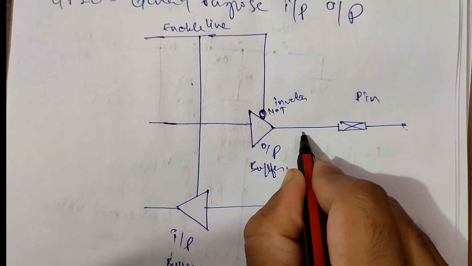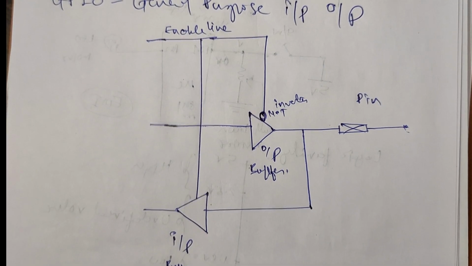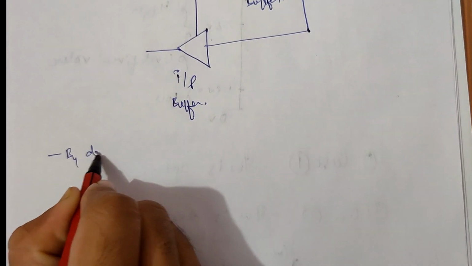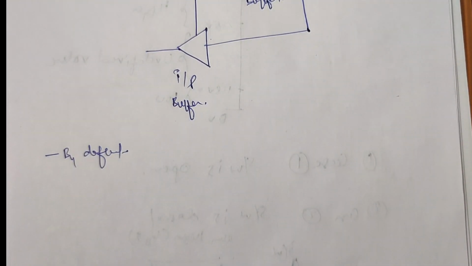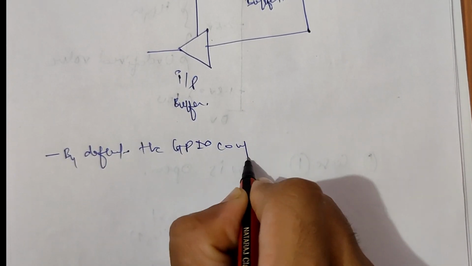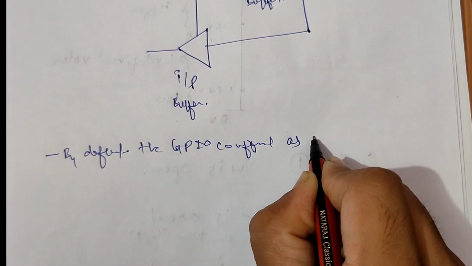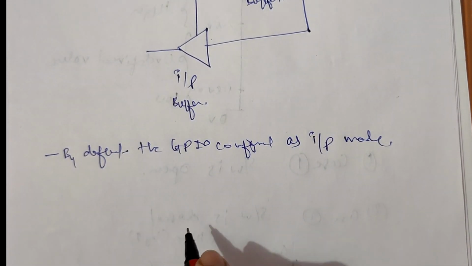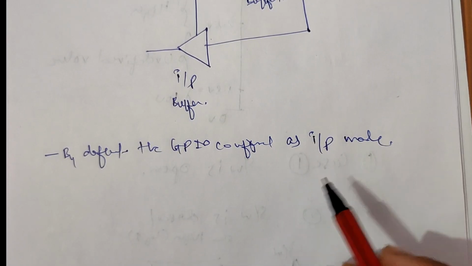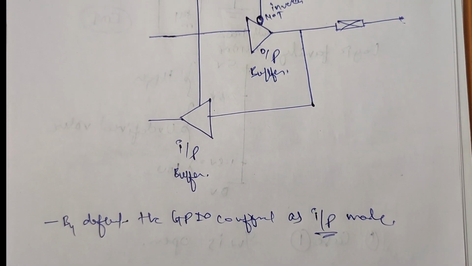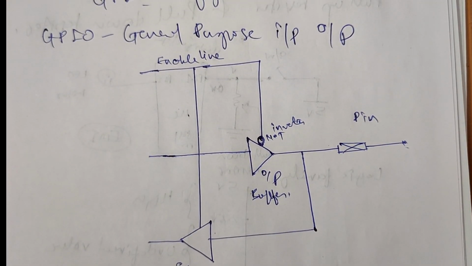This line is connected to the port. We have to consider some points for this. By default the GPIO is configured as input, in input mode. If we want it as an output, then we have to configure it as an output, but by default it is in input mode only. So how will we configure it as an output? We will see how that configuration is done.